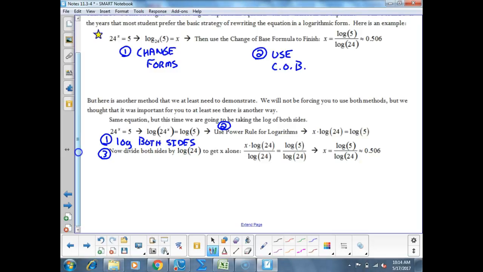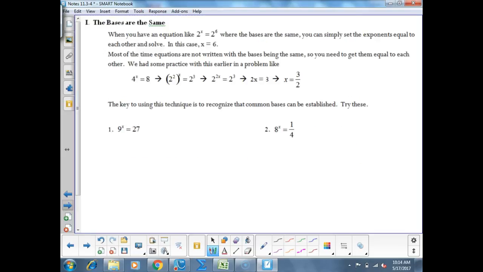Now, there are 5 different types of problems. We're going to work through them right now. We're always going to come back to this when we're solving, because that's how we solve exponentials or logarithmics. So the first type is when the bases are the same. Or you could rewrite them so that the bases are the same.